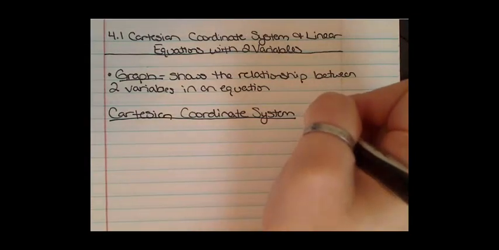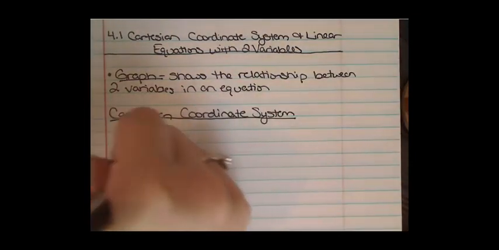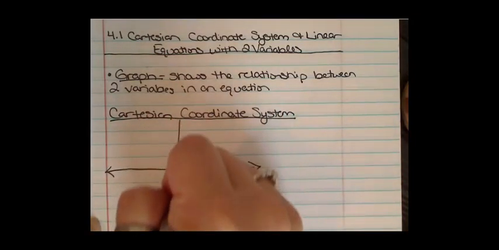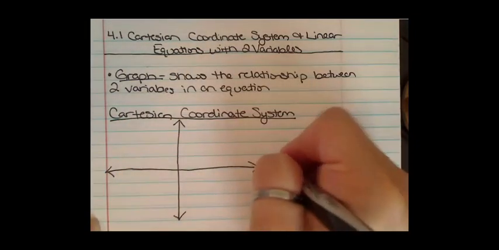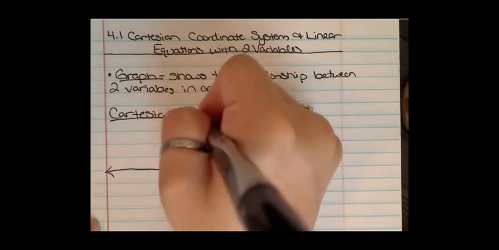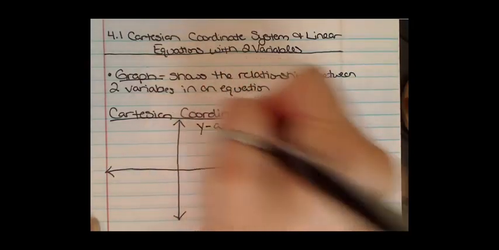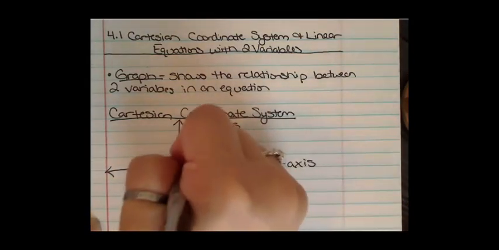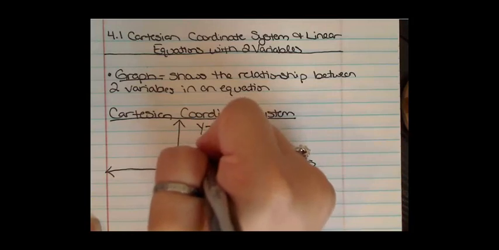You may or may not have ever seen this, depending on when your last math class was, but it looks like this. This is the Cartesian coordinate system. You're going to have your x-axis, which is your horizontal axis, and your y-axis, which is your vertical axis. This point here in the center is called the origin.